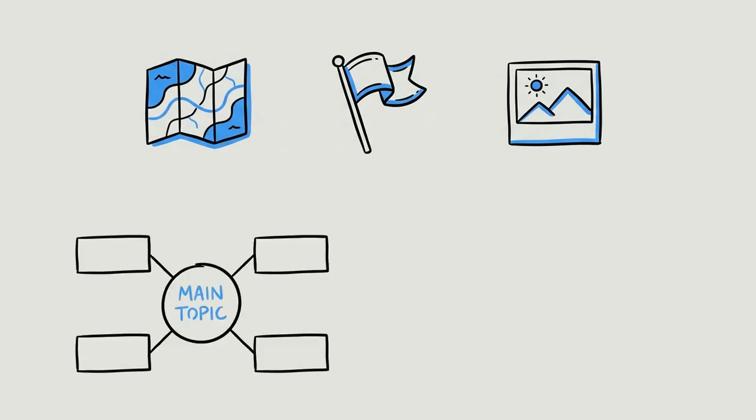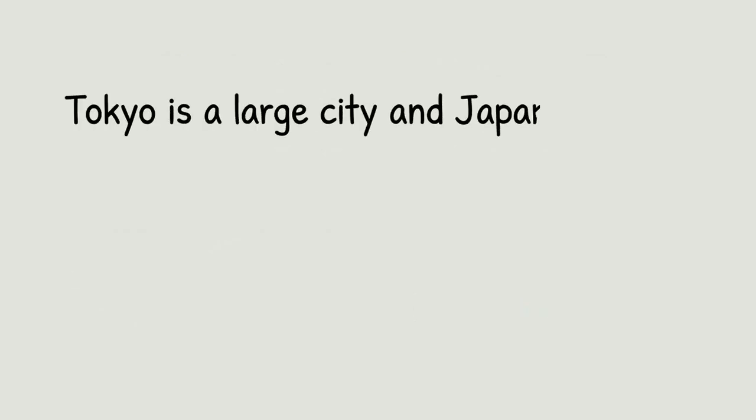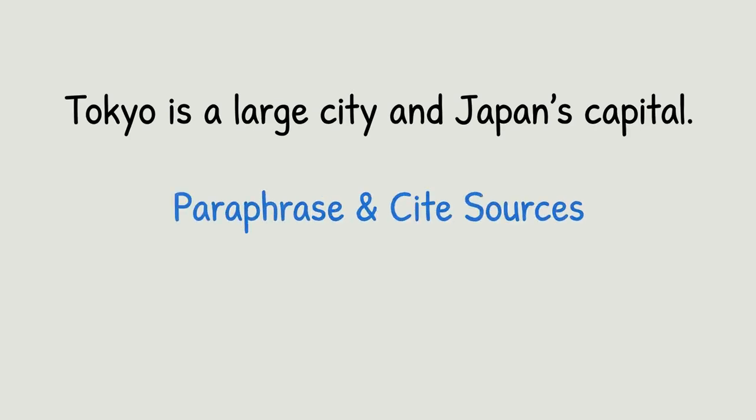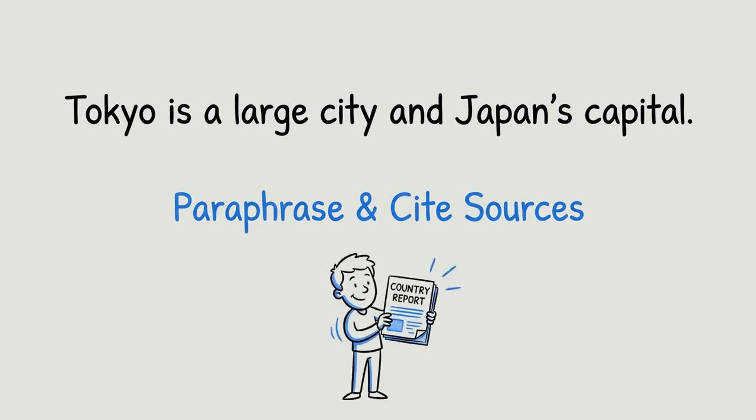First, collect notes in a graphic organizer. Then, turn notes into sentences. Instead of writing "Tokyo, big city," write "Tokyo is a large city in Japan's capital." Always paraphrase facts in your own words. Include sources, revise carefully, and share your finished report proudly.